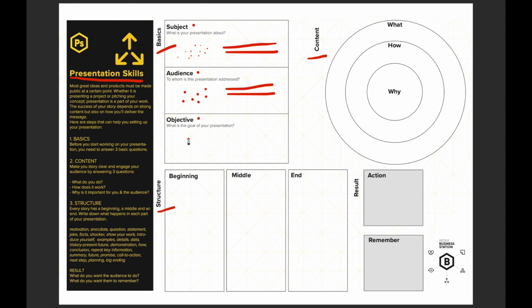Objective. What is the goal of your presentation? I'm talking about a short-term goal here. So not a long-term, which could be a little vague and uncertain. What should be happening right after you're done with your presentation?